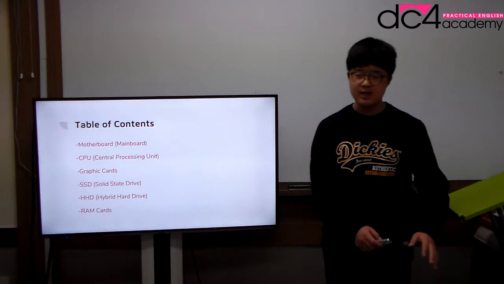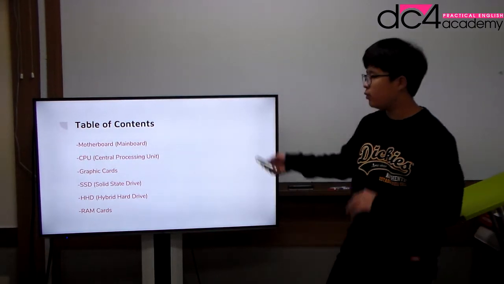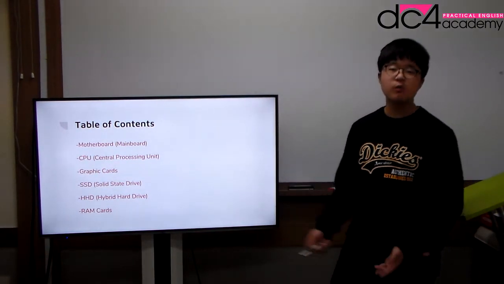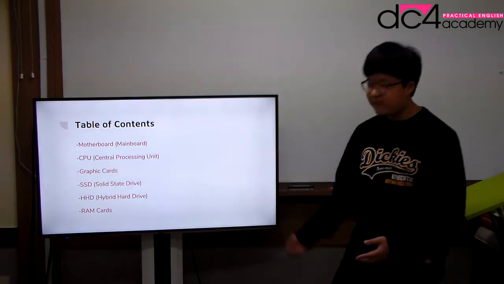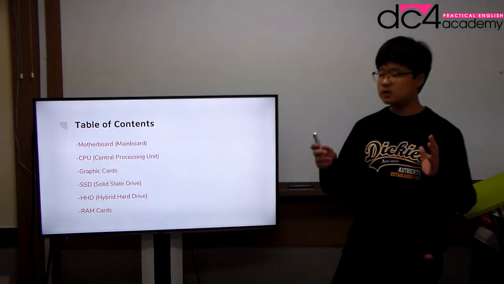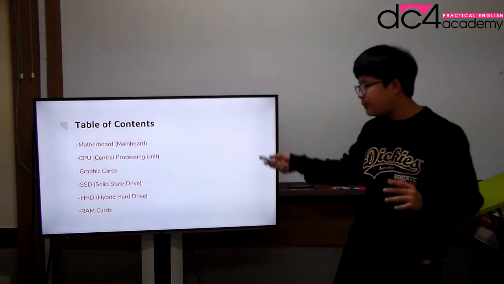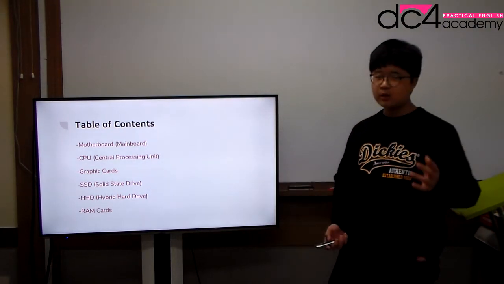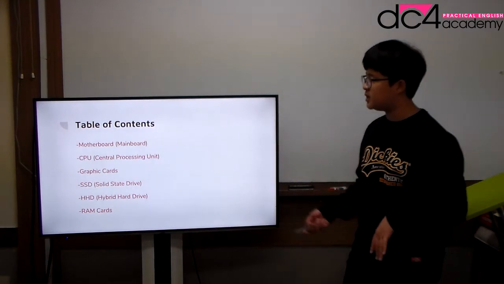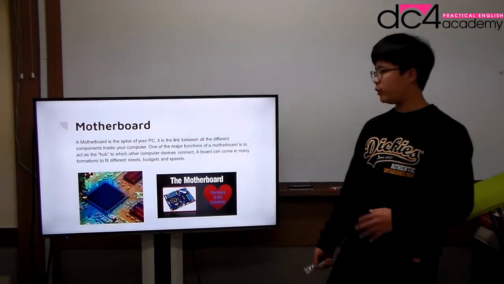So, the table of contents: motherboard, which is the main board; CPU, central processing unit; graphic cards; SSD, the solid state drive; HDD, hard disk drive; and RAM cards, sticks, as you can say. Let's start with the motherboard.